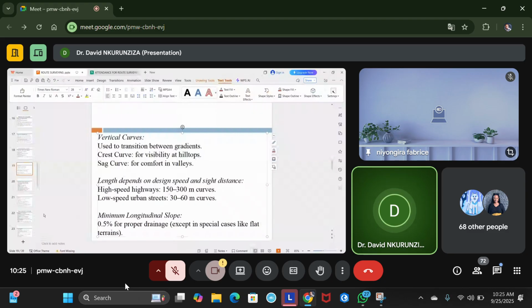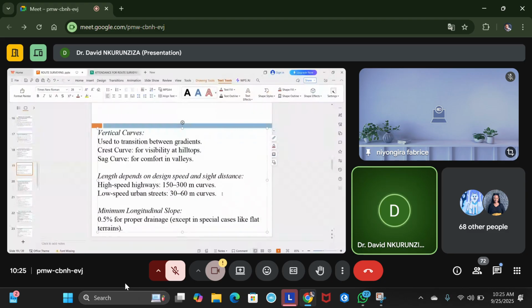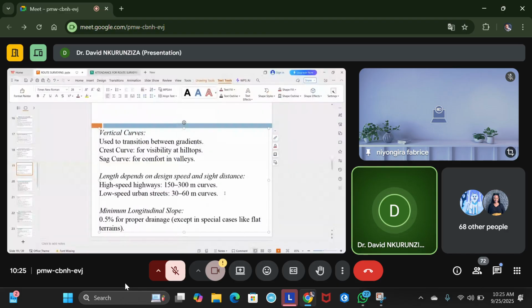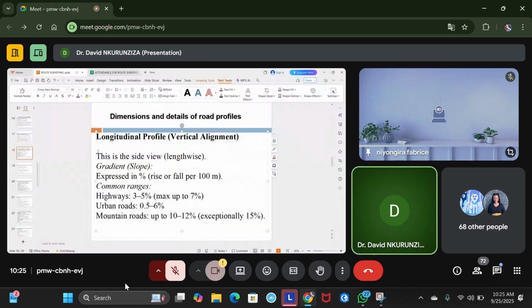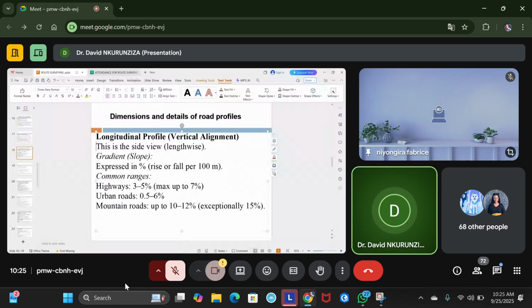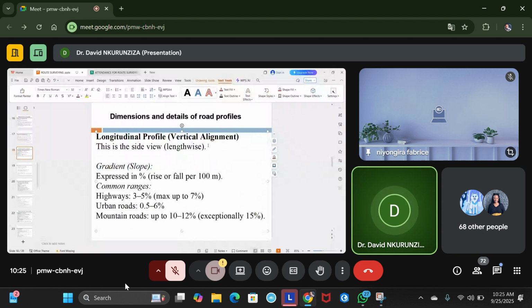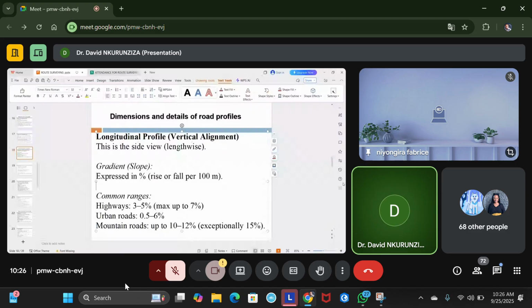Then another thing is, before we go to our break, maybe if I come back here, it does also try to highlight these two things which are very important: the gradients and then the range of gradients. The range of gradients.